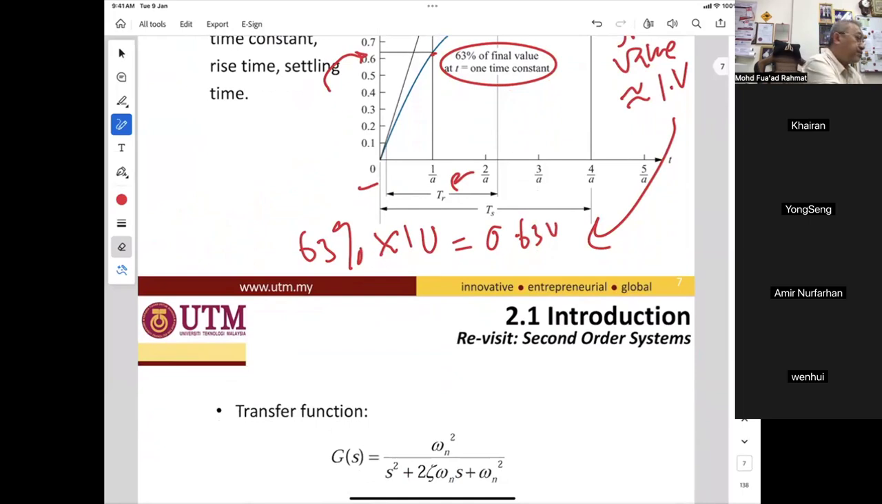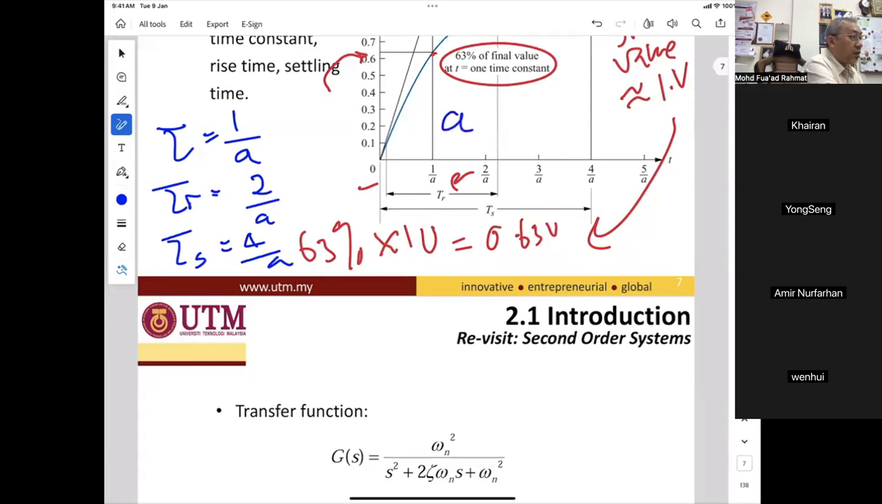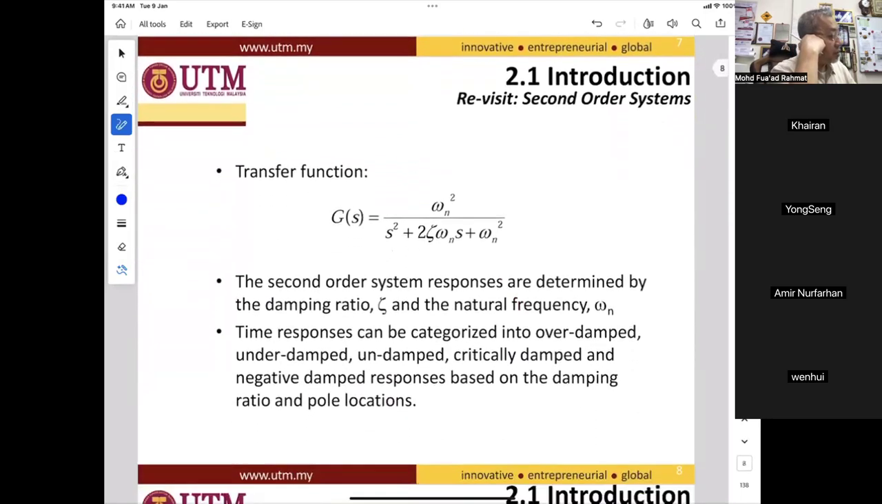Time constant, which is 1 over A. Rising time, which is 2 over A. And settling time, which is 4 divided by A. What is A? A is the pole value. Okay, guys? Pole value. So please remember these three formulas for first order system.